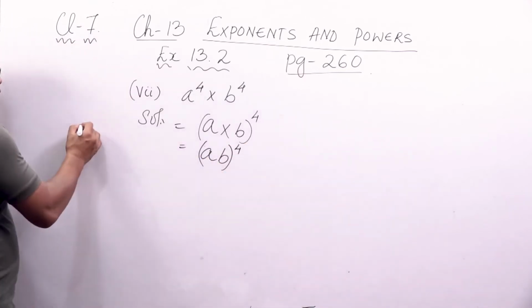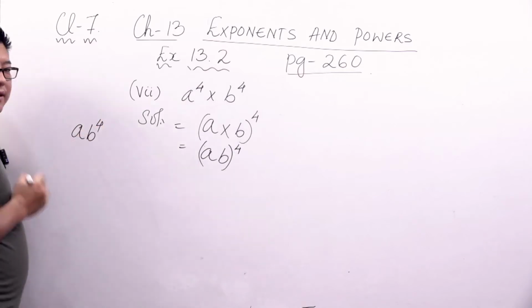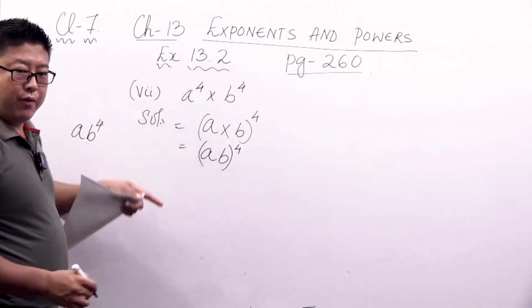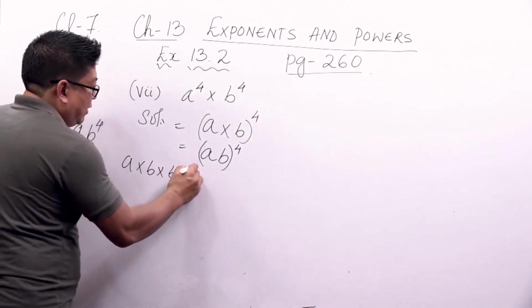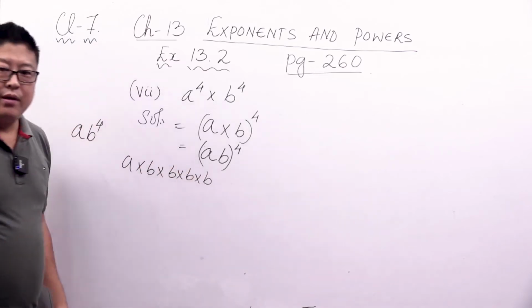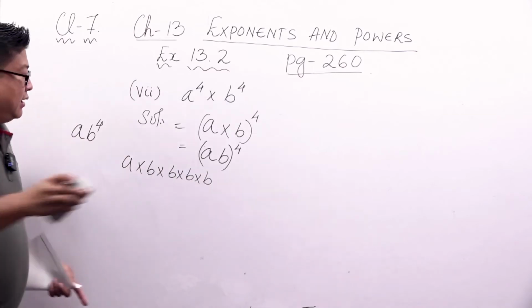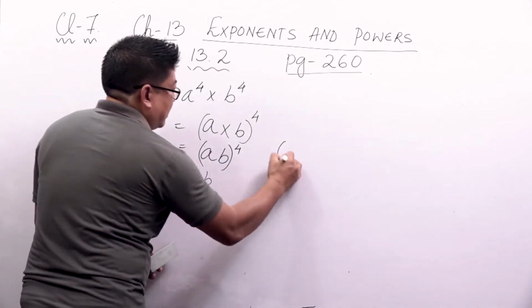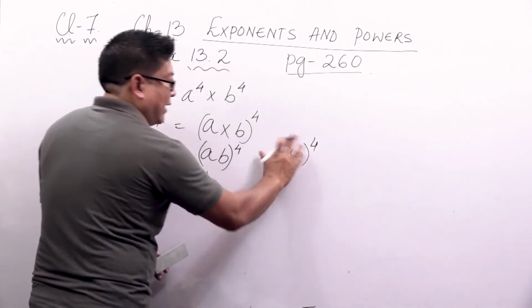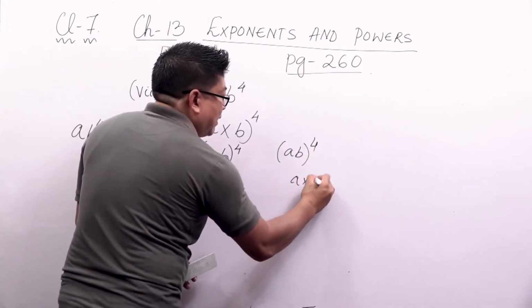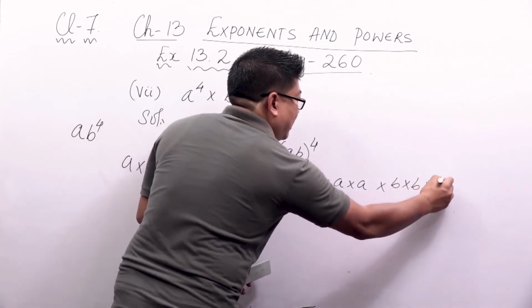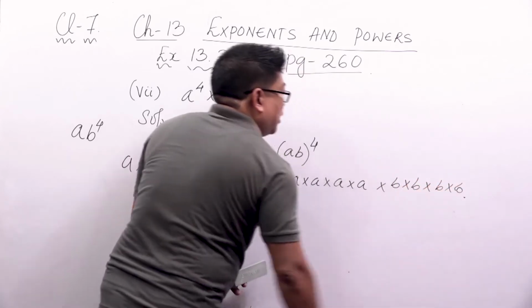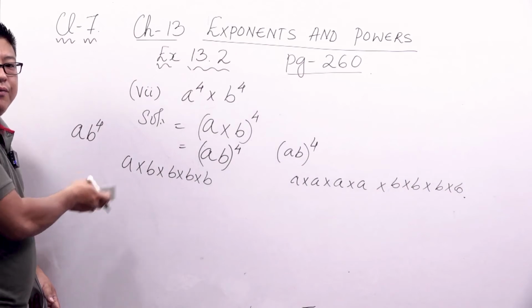All right, if you write simply like this, ab to the power 4, that means a is being multiplied one time, b is being multiplied 4 times. But if you write them together inside the bracket, that means a is being multiplied 4 times and b is also being multiplied 4 times. So please don't make the mistake of writing like this, okay?